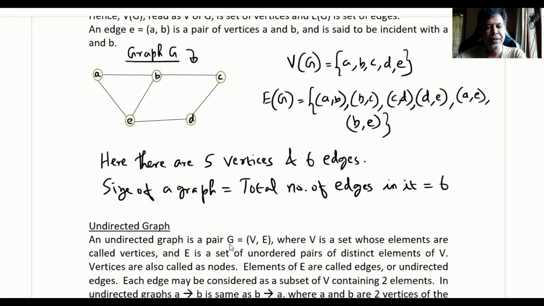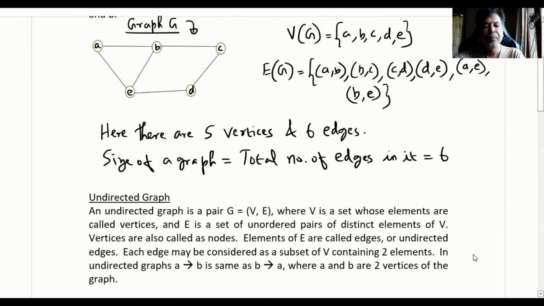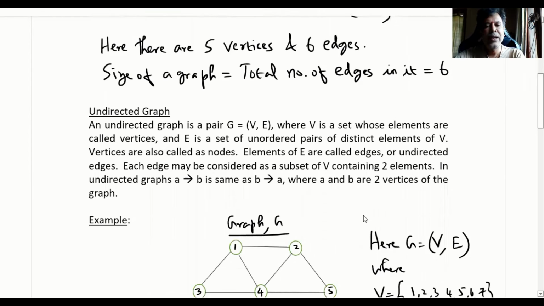So an undirected graph is a pair capital G which is equal to V comma E, where V is a set whose elements are called vertices, and E, capital E, is a set of unordered pairs of distinct elements of V. Vertices are also called nodes. Elements of capital E are called edges or undirected edges. Each edge may be considered as a subset of capital V containing 2 elements. In undirected graphs, this AB or A to B is the same as B to A, where A and B are any 2 vertices of the graph.